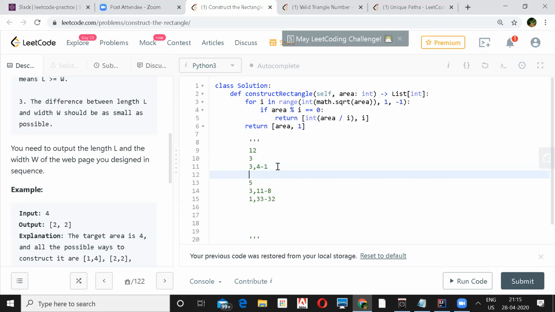But let's say if we go to 2, then it will be 2 and 6, and the difference will be 4, which is maximum. And if you take 1, the other will be 12, the difference will be 11, so it will become even more maximum. Yeah, so as we go from the square root to 1, the difference keeps on increasing. Yeah, it's true.